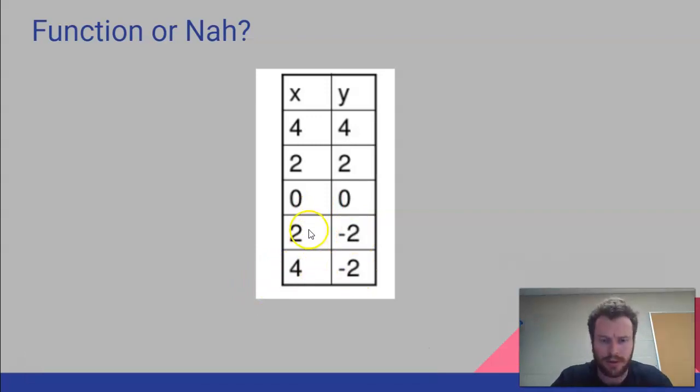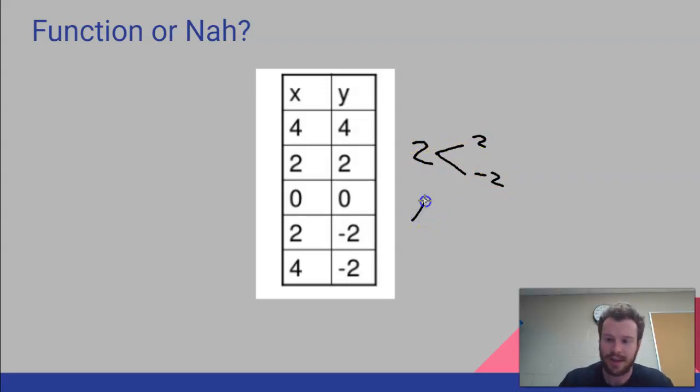Well, what do you notice here? I see that the input 2 is listed twice with 2 different outputs. So the input value 2 has an output of 2, but also of negative 2. So that input cannot have more than one output. So this does not fit the definition of function. We will say, nah, fam, not a function.